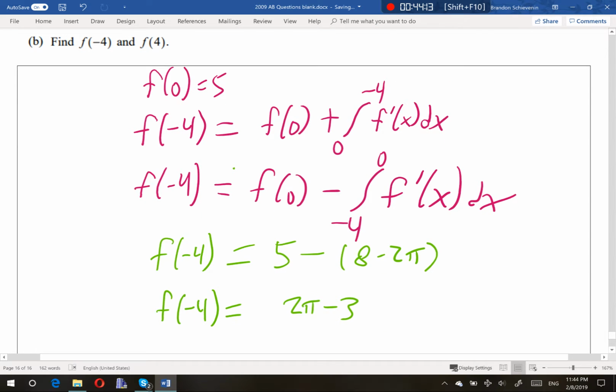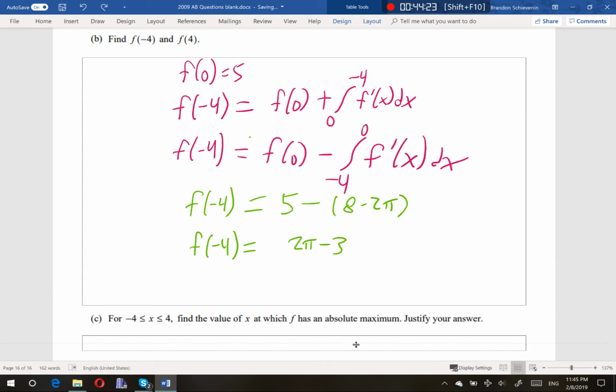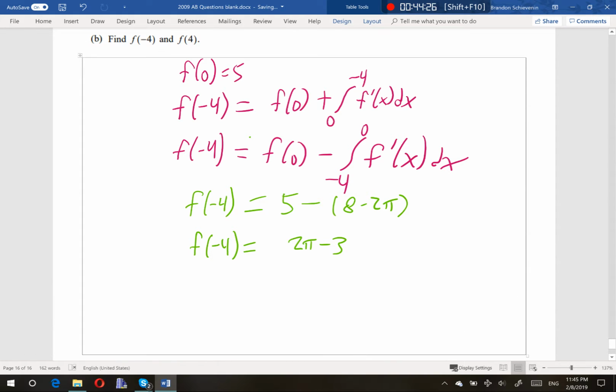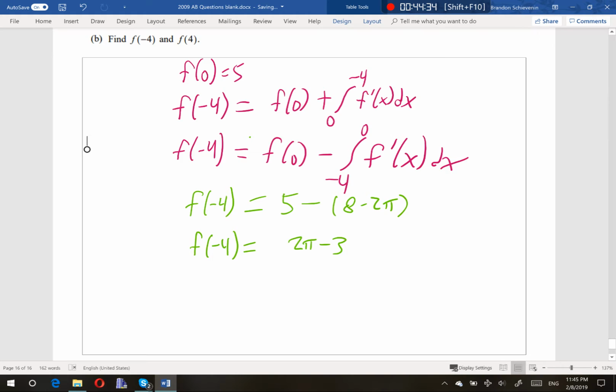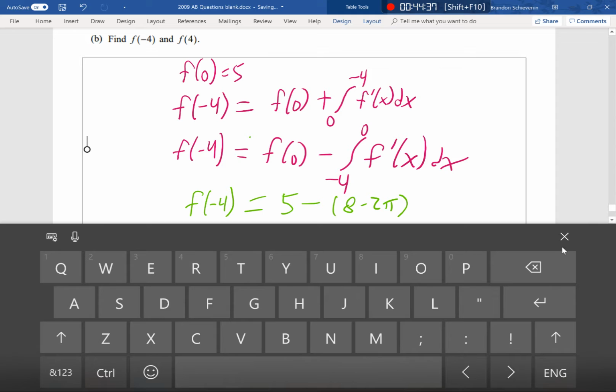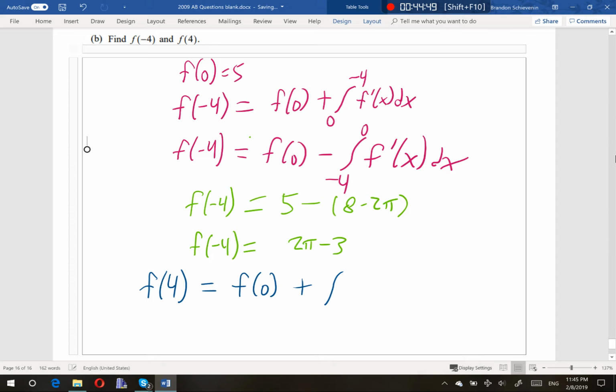Okay, I was also asked to find f of 4, so I'm going to do almost the same process. I'm going to have one of you walk me through it. How do you think that I would find f of 4, based on what we did last time? Is this still f of 0 plus the integral from 0 to 4 of f prime of x dx? Perfect.